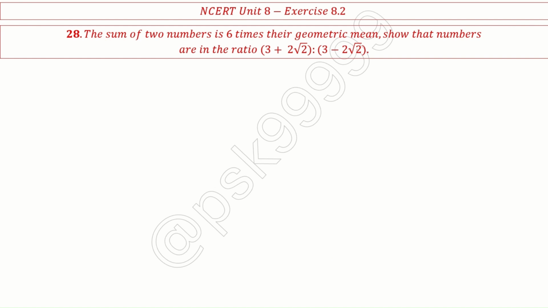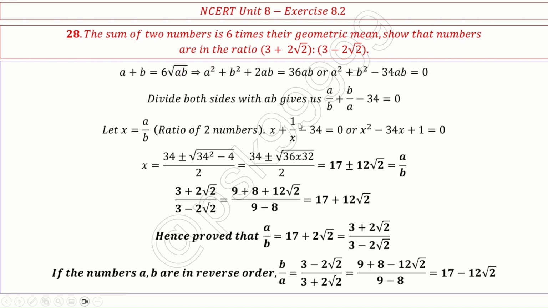Sum of two numbers is 6 times their geometric mean. Show that the numbers are in the ratio of this one given here. Okay, this also looks simple. First thing is sum of two numbers a plus b equal to 6 square root of ab. So a plus b whole square, which is a square plus b square plus 2ab equal to 36ab. Then this is the equation I'll get.